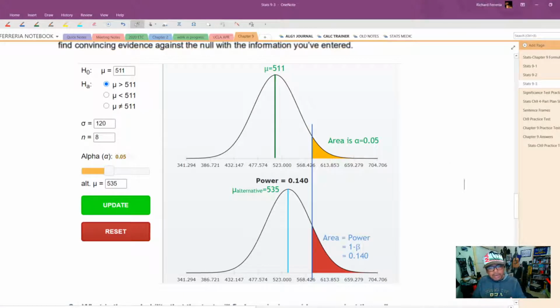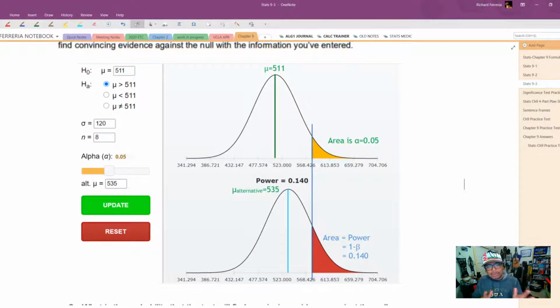So this area here is what we call power. And by definition, power is 1 minus beta. And we just calculated power to be 0.140. The calculation of power is a z-score calculation, and the only thing that changes is we're using a different value of mu. Instead of using 511, we use 535.